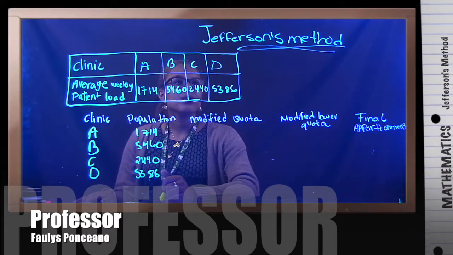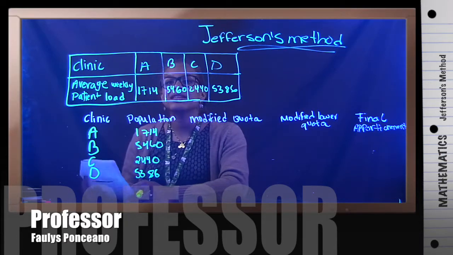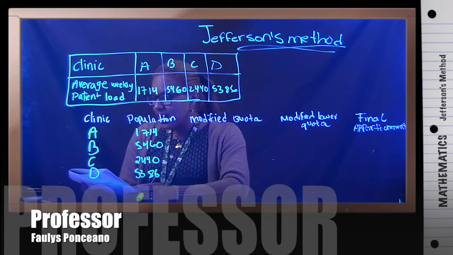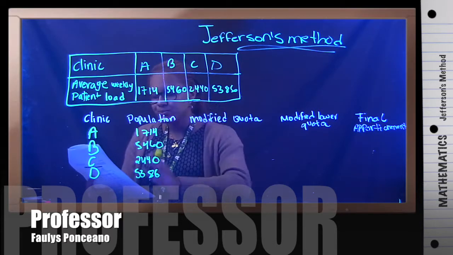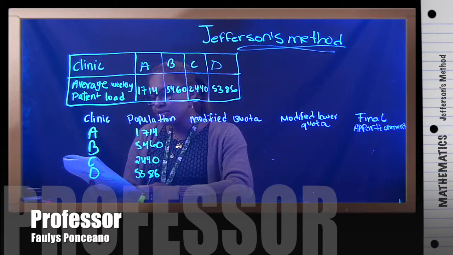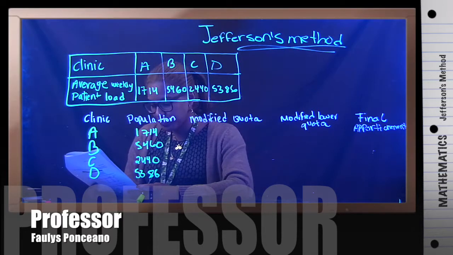In this example, we're going to use the Jefferson method of apportionment. Let's read what the example says. An HMO has 150 doctors to be apportioned among 4 clinics. The HMO decides to apportion the doctors based on the average weekly patient load for each clinic. Given the following table, right here, use Jefferson's method to apportion the 150 doctors.